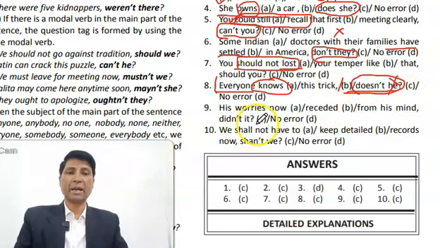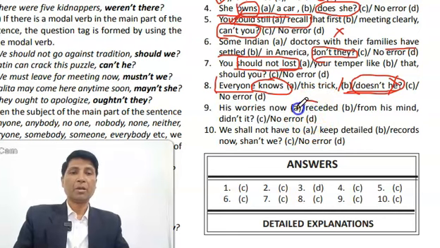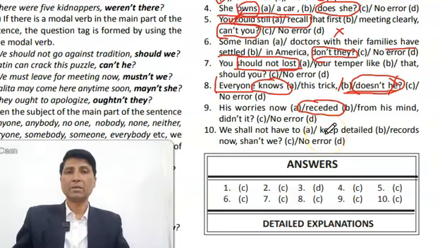Moving on to question number 9. His worries now receded from his mind, didn't it? Now let us understand it. What is the aspect of the verb? The aspect of the verb is simple past tense. Receded is in the simple past tense, as you can see. Recede, receded, receded. Now the question tag should also be in the same aspect. Didn't is okay, because didn't is used for the simple past tense.